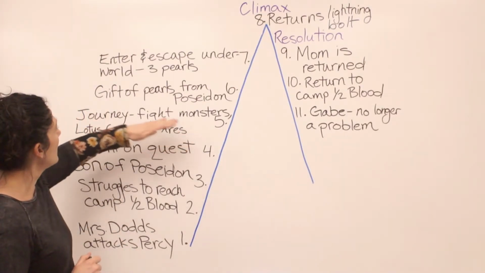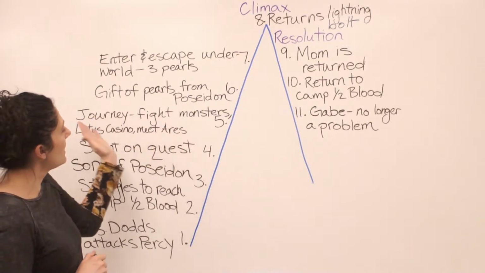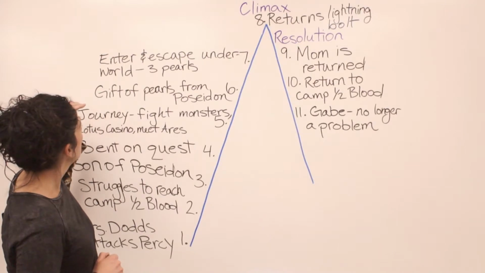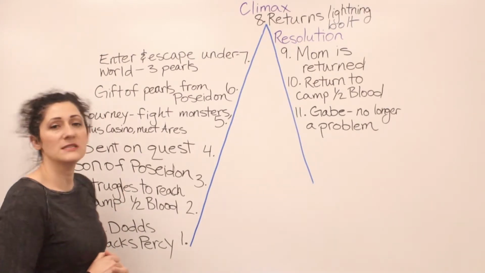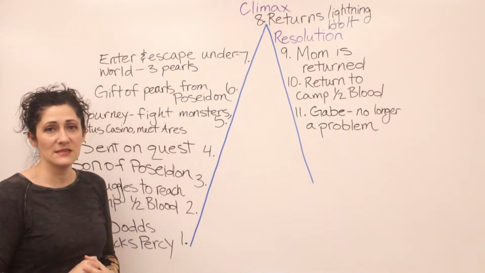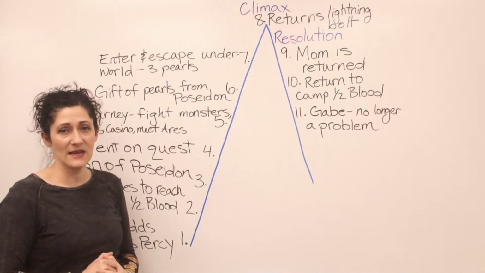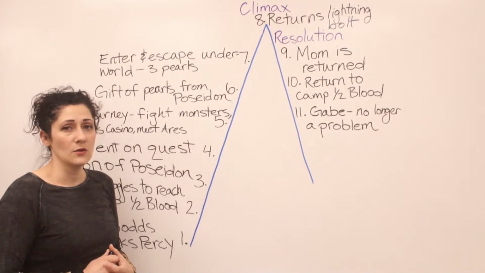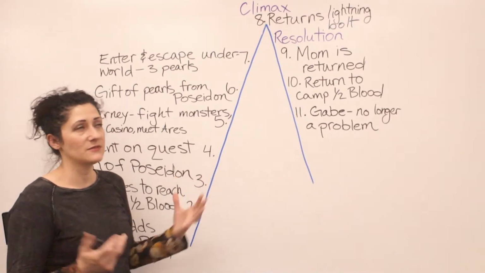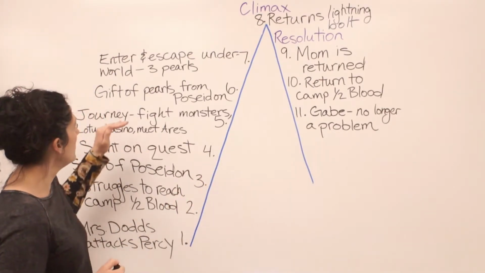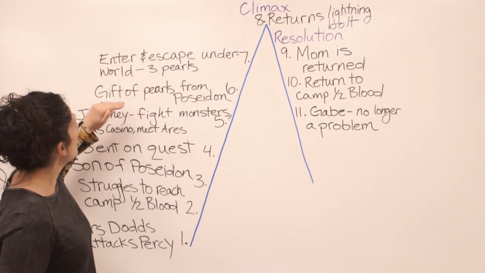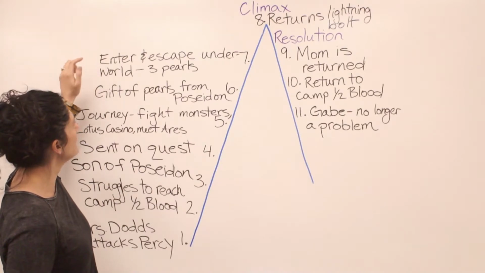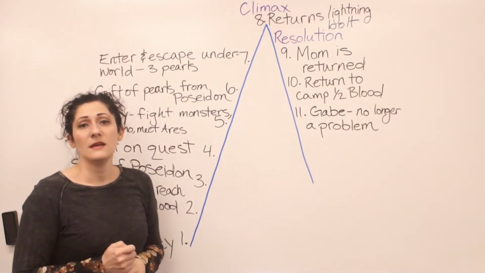So they fight monsters along the way. They get to Santa Monica Beach. They go to Santa Monica Beach and they receive 3 pearls from Poseidon as a gift. It is their way to get out of the underworld. It's a magic gift.